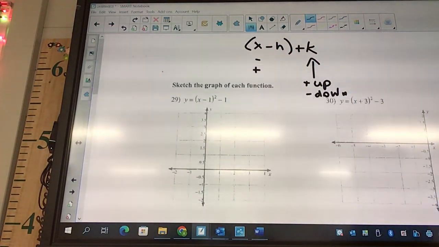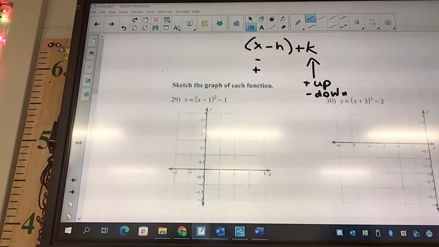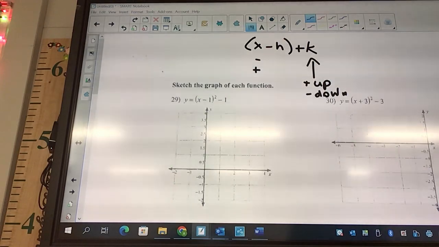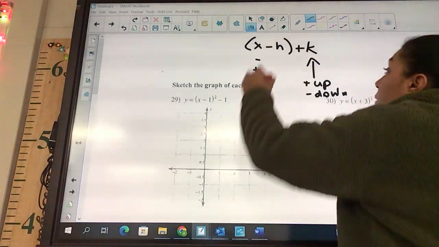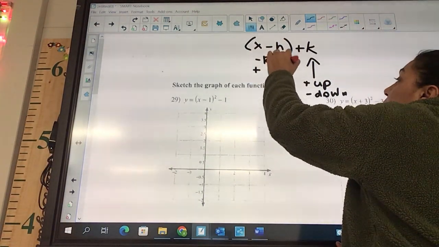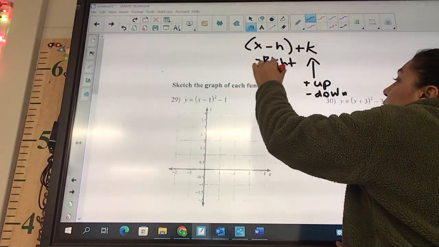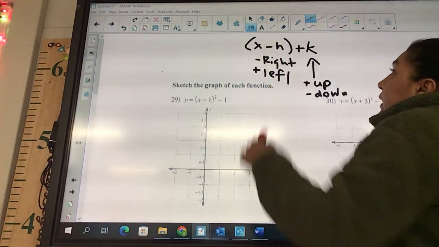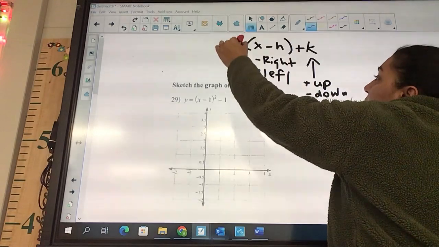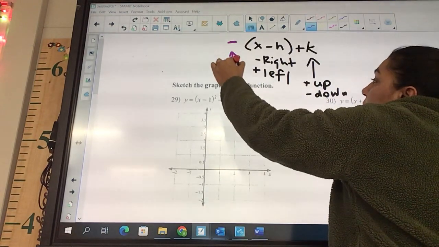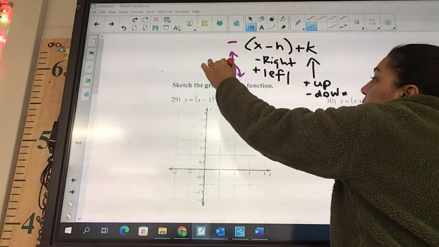Okay, the inside, if it's on the inside of the bars or the parentheses, okay, if it's a minus, it's going to go to the right. If it's a plus, it's going to go to the left. Okay, and then last but not least, if there's a negative out here, that means it opens down. Okay, it opens down.